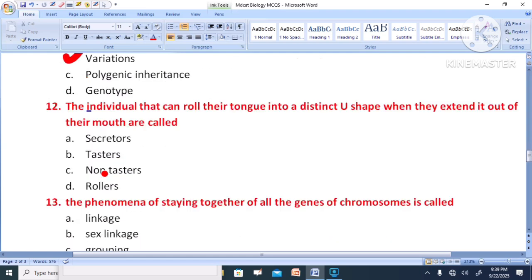So the next question is, the individuals that can roll their tongue into a distinct U shape when they extend it out of their mouth are called. Option A secretors, option B testers, option C non-testers, option D rollers. So the right answer is option D rollers.